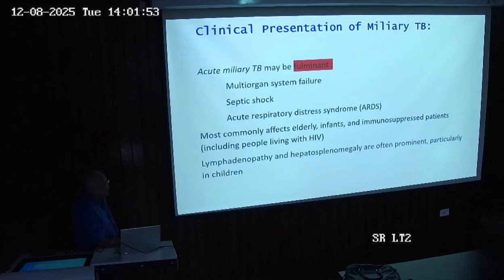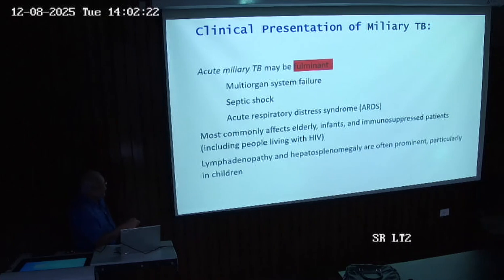Now, it can present acutely. At that time, it can cause a high mortality. So, it can be a fulminant form. Why? Because it can involve multi-system organ failure, it can lead to septic shock, and it can lead to ARDS. So, these are the main complications of acute fulminant miliary tuberculosis.